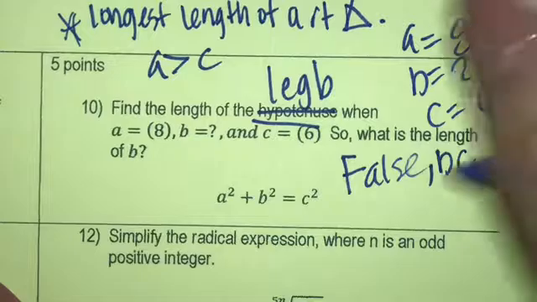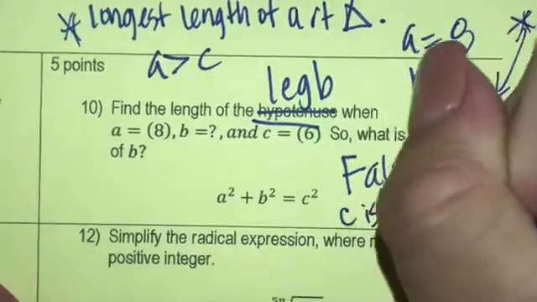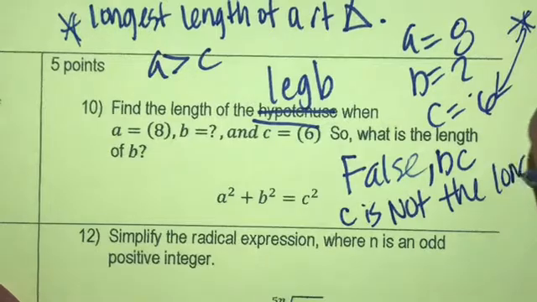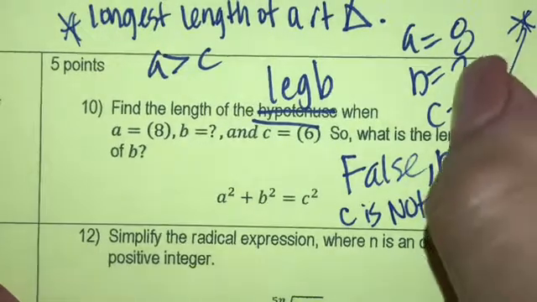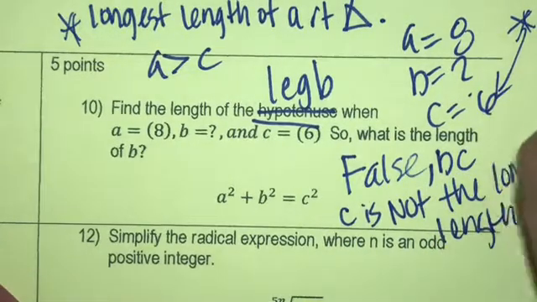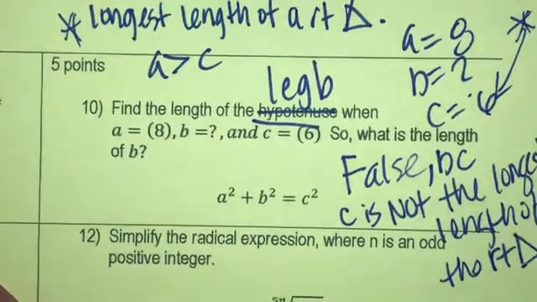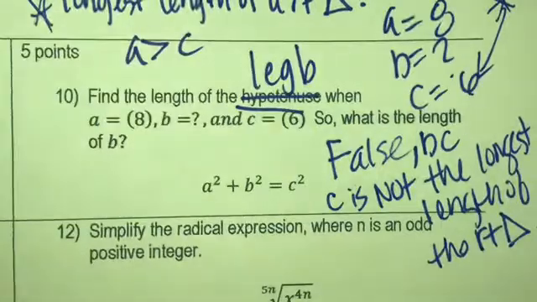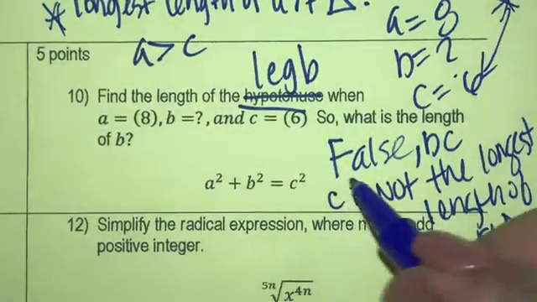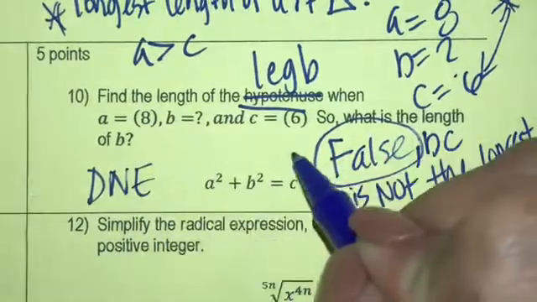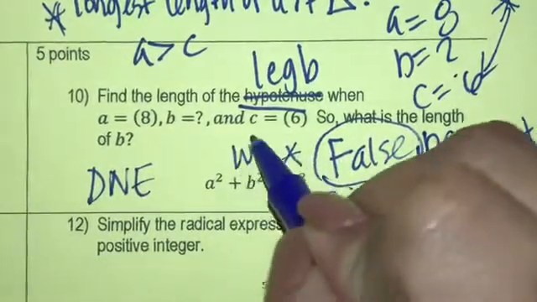Because C is not the longest length of the right triangle. Okay? So the answer here is just false or does not exist, but you need to know why. This is the why.